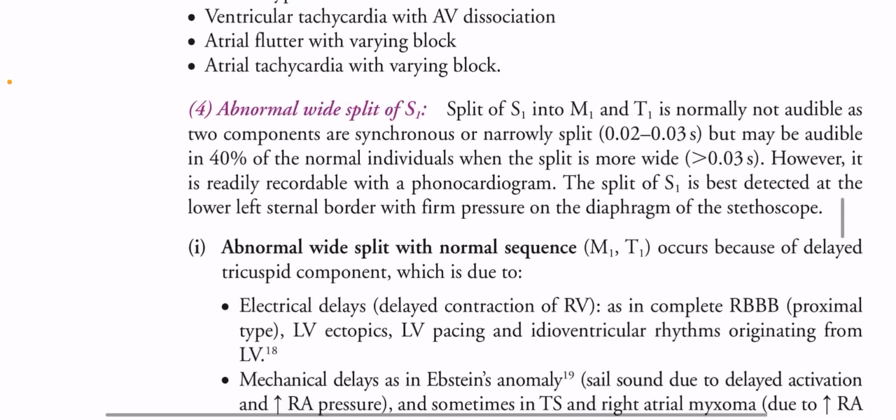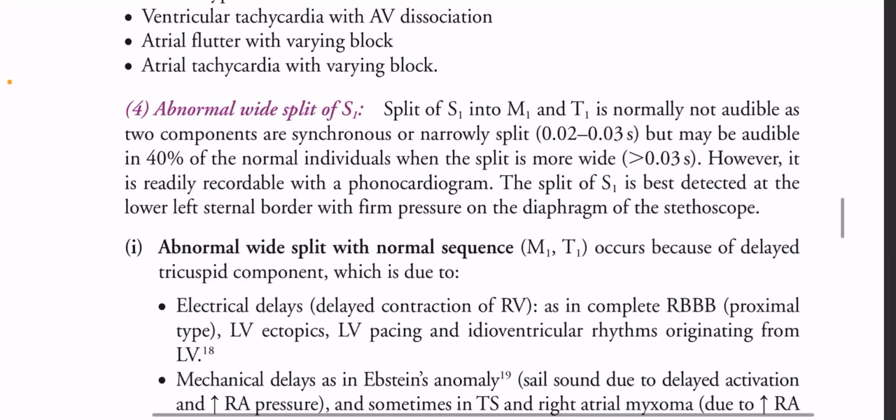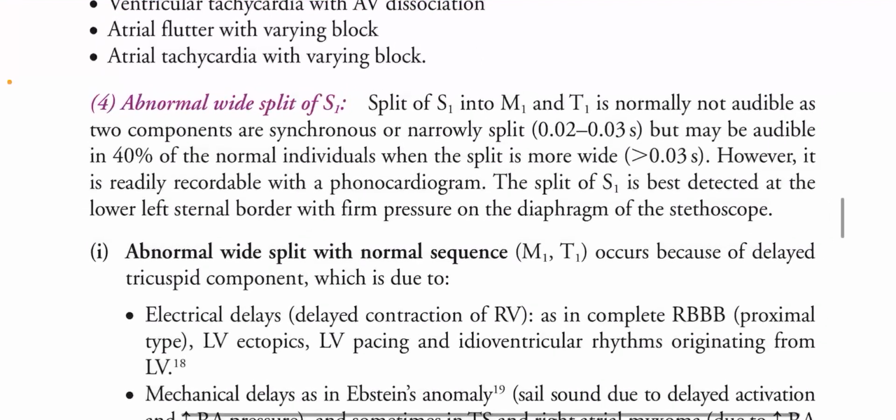Now, abnormal wide split of first heart sound. Split of the first heart sound into M1 and T1 is normally not audible as the two components are synchronous or narrowly split, 0.02 to 0.03 second, but may be audible in 40% of normal individuals when the split is wider, more than 0.03 second or 30 milliseconds. However, it is readily recordable with a phonocardiogram.